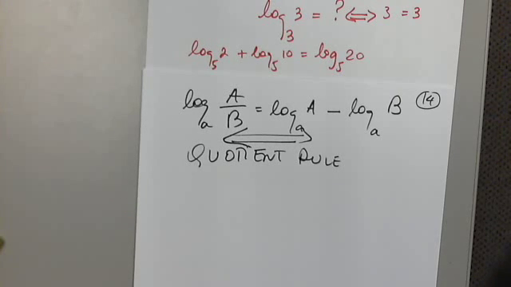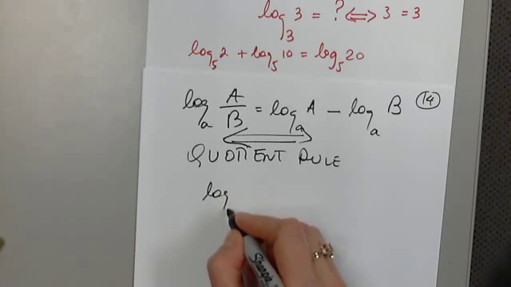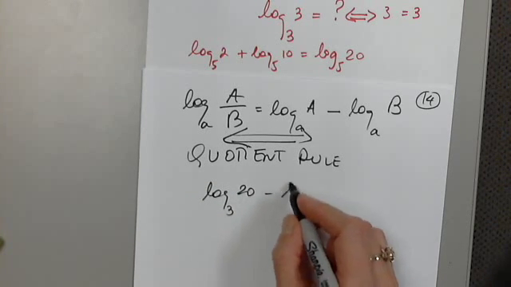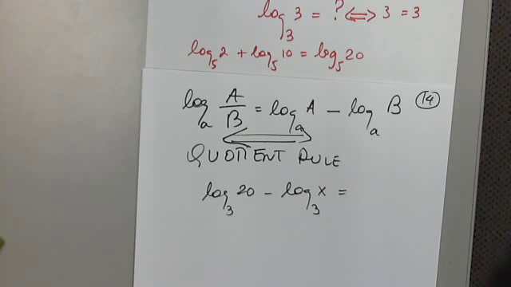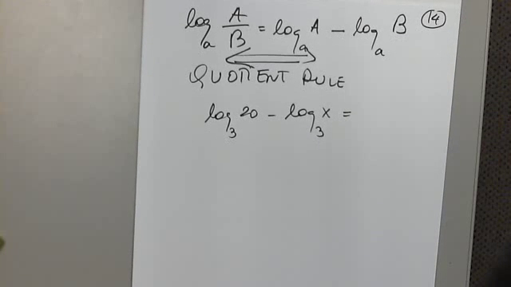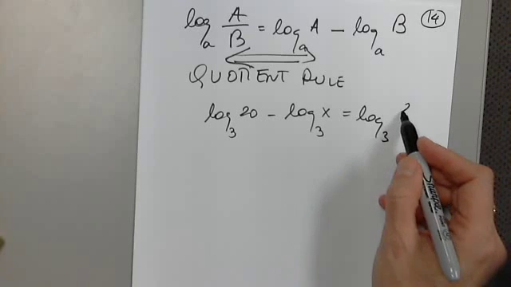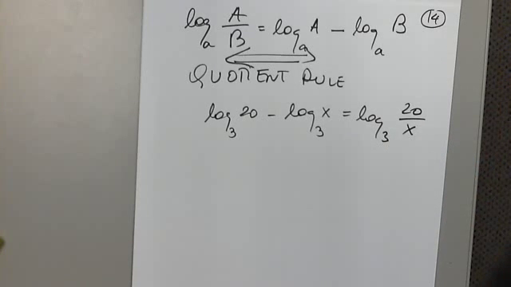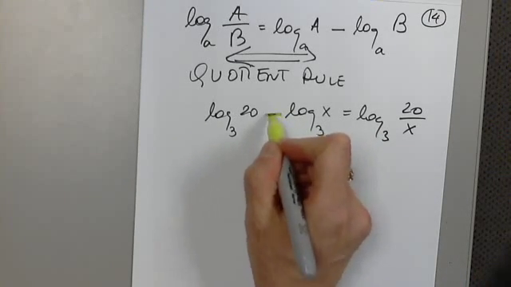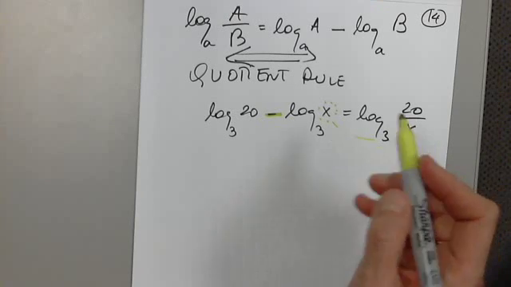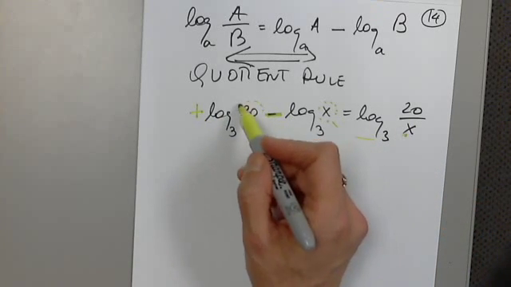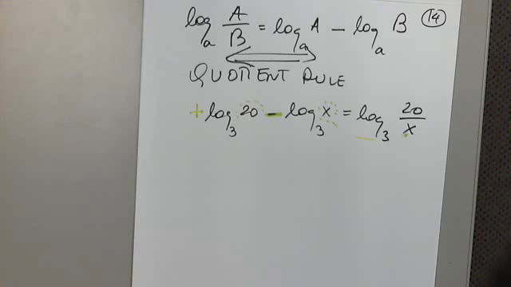So let's look at an example. Log base 3 of 20 minus log base 3 of x. Can I condense this in any way? Log base 3 of 20 over x. Exactly. So notice one thing, a very important thing. If the log has a negative in front, its quantity is coming from the denominator. If it has positive in front, the quantity is coming from the numerator.